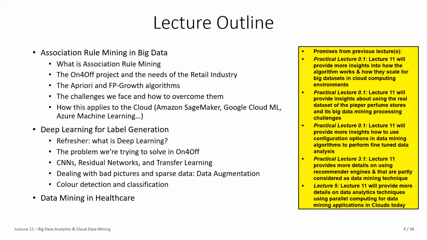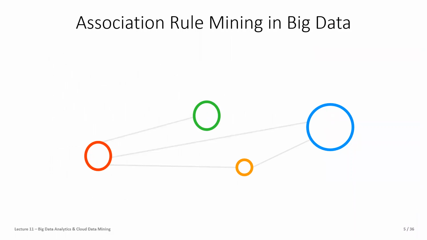And finally, we'll go through some slides about how this applies in the cloud. And this is going to be part 1 of our lecture. And we'll take a short break, and then we'll go through how we use deep learning as a data mining application. And this is mostly a refresher about what deep learning is. And then also another application that we're implementing with Onforoff. And yeah, let's go through with it. So first of all, let's talk about association rule mining.